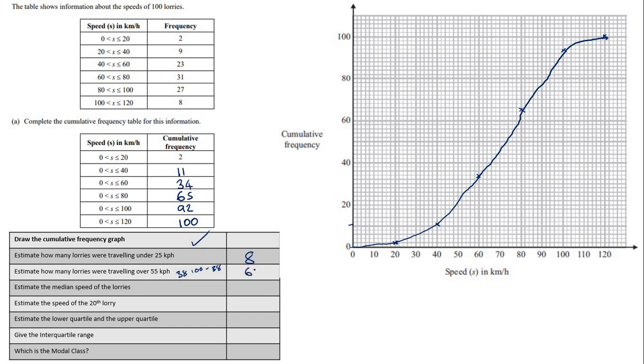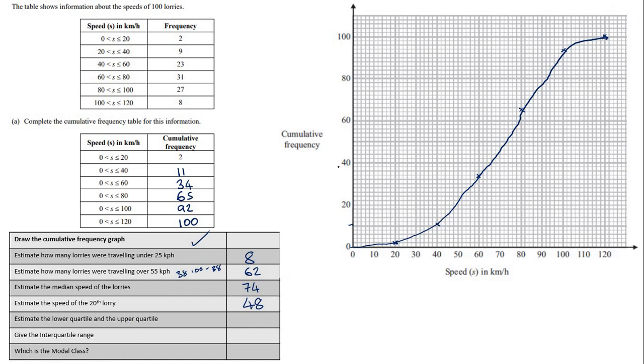The median speed would be the 50th lorry, so go across to the 50th lorry, go down, and I find out it's 74. Estimate the speed of the 20th lorry: across from 20 and down. I'm going to say that's about 47, maybe 48. Obviously, you should be putting those ruler marks on there. Those ruler marks are really important. I don't see any point in doing it here because it'll take ages.